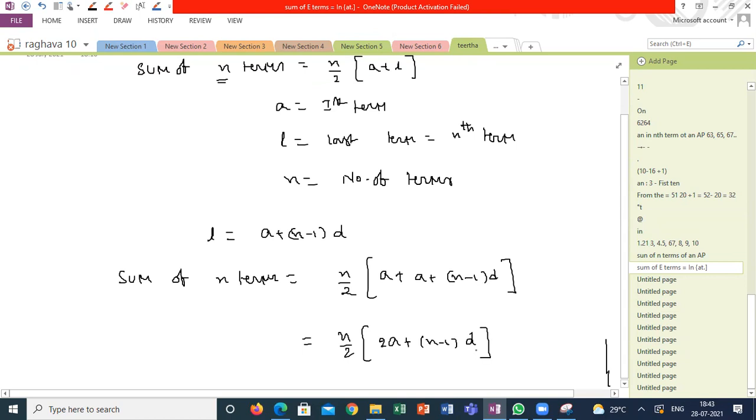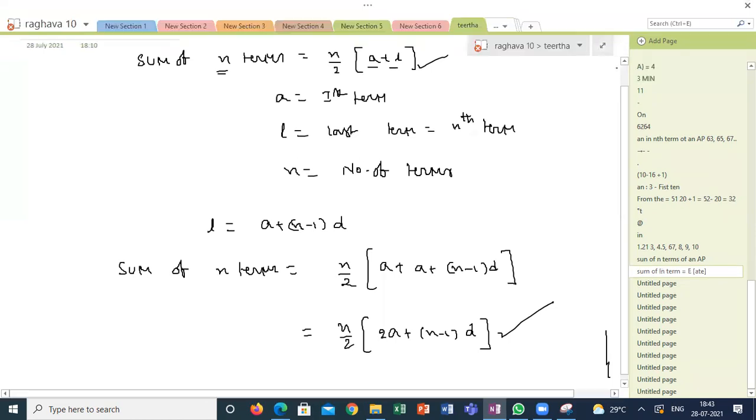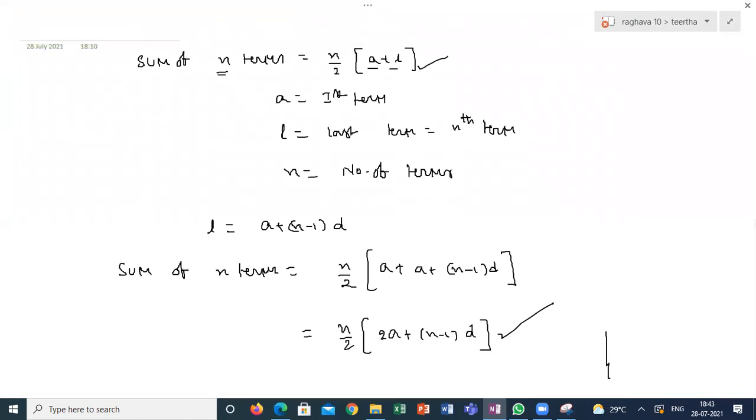I don't know the last term, but I know the total number of terms, how much I have to add. I know the A value, I know the D value. This is a formula I can use. If I know the first term and last term, and the total number of terms, I can use the other formula. So these are the two different expressions which will be useful to calculate the sum of n terms. Guys, is it clear how this formula was created? What strategy they used to calculate the sum of n terms?